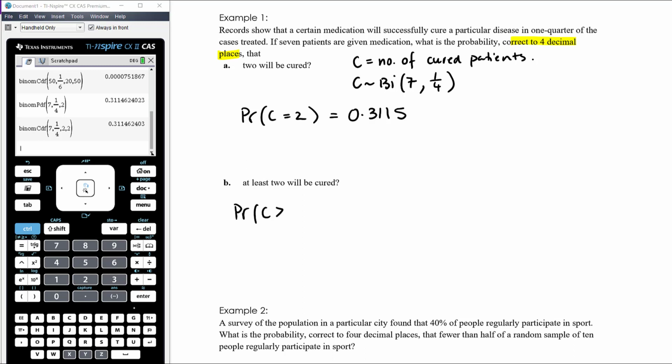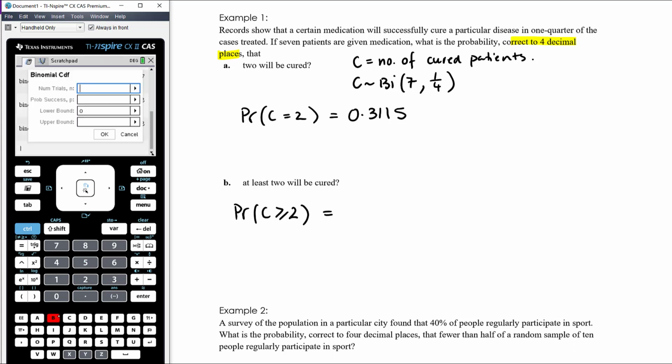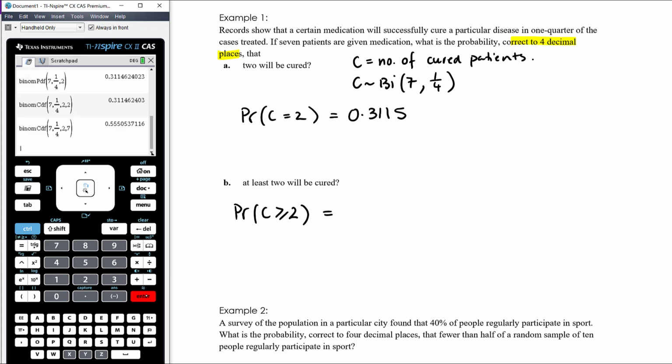Part B, the probability that at least 2 will be cured. So C is bigger than or equal to 2. Okay, so this time menu 5, 5, definitely B. We want a cumulative distribution, because we're calculating 2, 3, 4, 5, 6, 7 cured patients. So N is 7. Probability of success is 1/4 or 0.25. Lower bound in this case is 2. We want at least 2, so 2 is the smallest number of cured patients. Up to, there are only 7 patients being given the medication, so the upper bound is 7. And 4 decimal places is 0.5551.